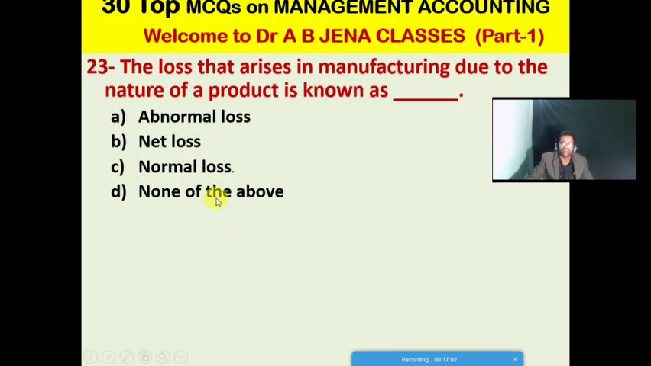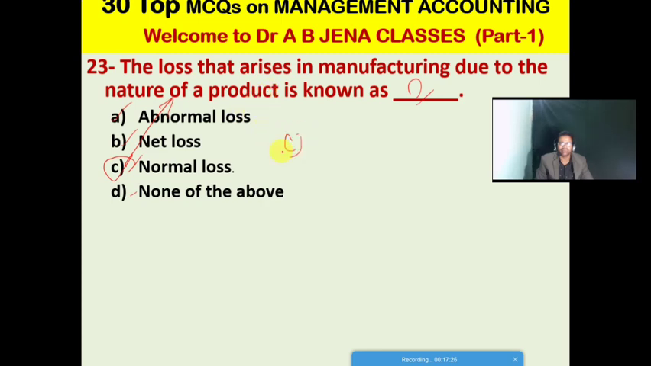So next MCQ. The loss that arises in manufacturing due to the nature of a product is known as what? A, abnormal loss. B, net loss. C, normal loss. D, none of the above. Friends, C is the right option for this MCQ. I mean, the normal loss that arises in manufacturing due to the nature of the product.